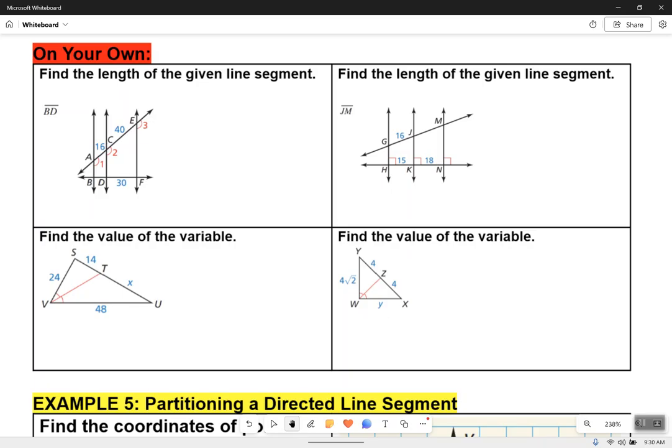Guys, in that first one, it says find the length of the given segment. You know you're looking for BD there, right? And all these you're going to have to set up a what? You're going to have to set a proportion up, you bet.